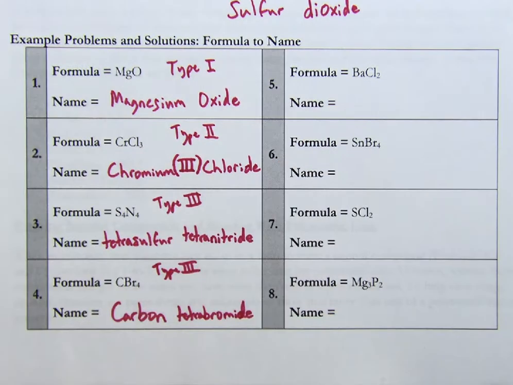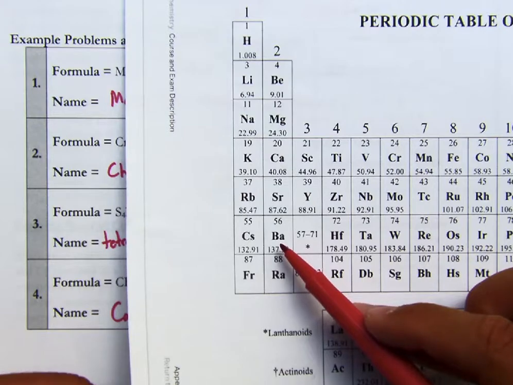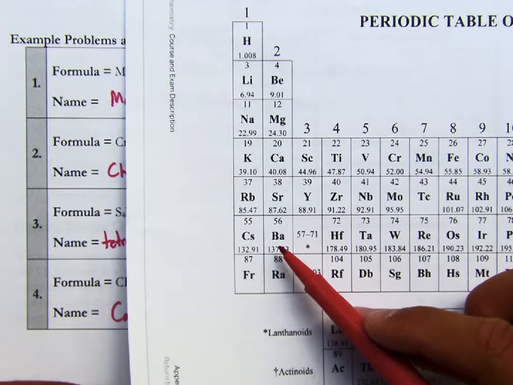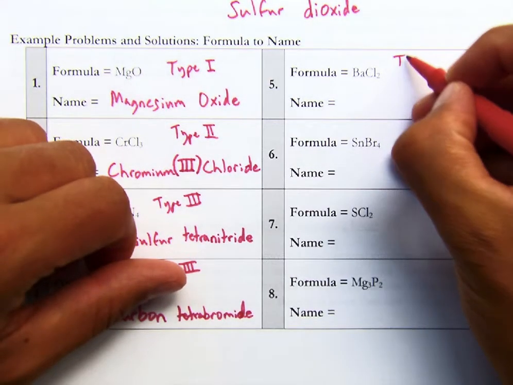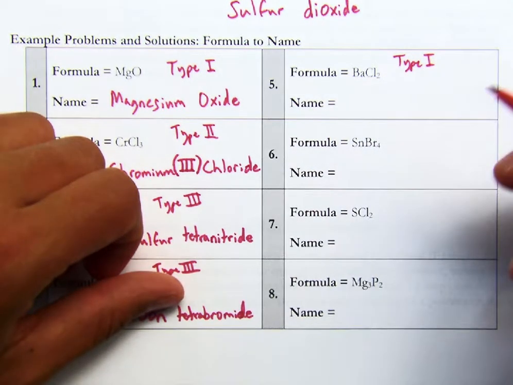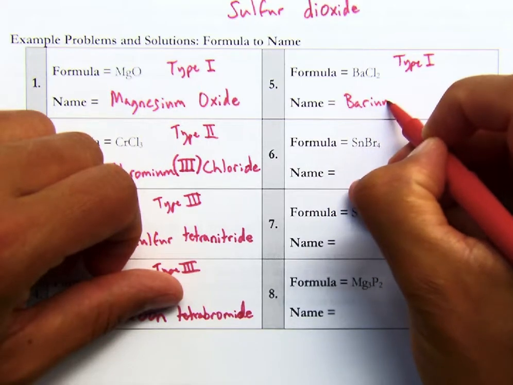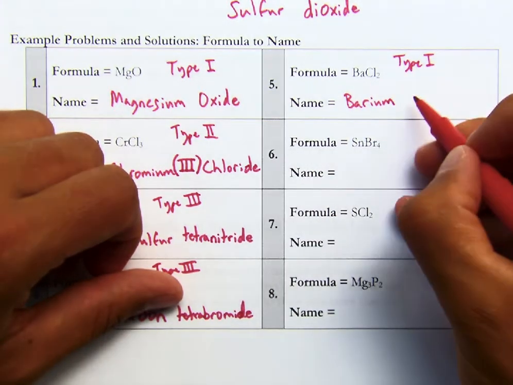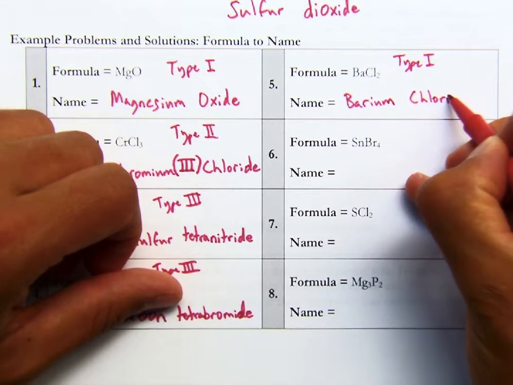Barium chloride. Ba is in column 2, and so not only is it a metal, but it's a type 1 metal because it always has a positive 2 charge, and chloride is a nonmetal over here that has a -1 charge. So this is a type 1 compound, metal and a nonmetal. You name the metal, barium, and then you name the nonmetal chlorine, but its ending is changed to chloride.